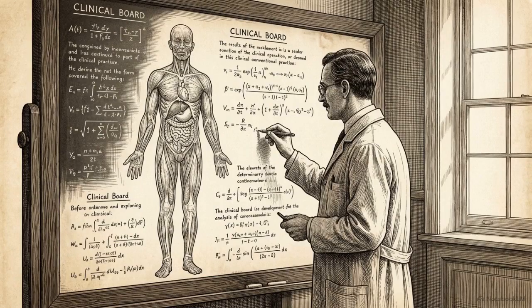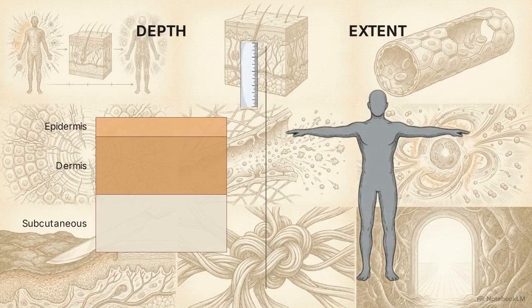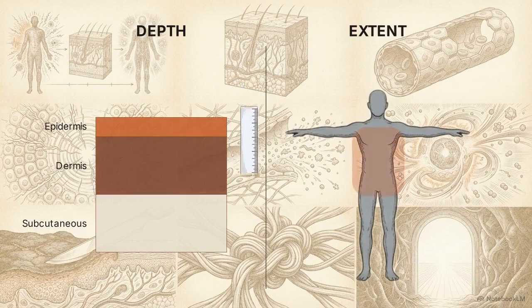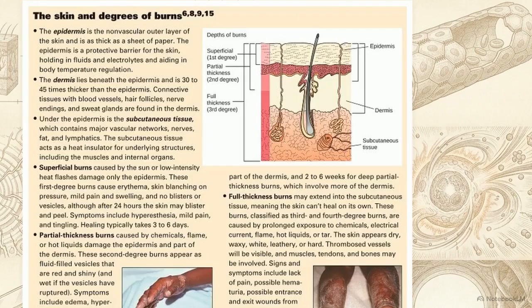Before entering the first phase of care, clinicians must calculate 2 critical variables that dictate all subsequent treatment algorithms: the depth of tissue destruction and the extent of the surface area involved. This diagram shows human skin layers. Clinicians categorize severity by measuring how deeply damage penetrates the non-vascular epidermis down into the vascular dermis and subcutaneous tissue.